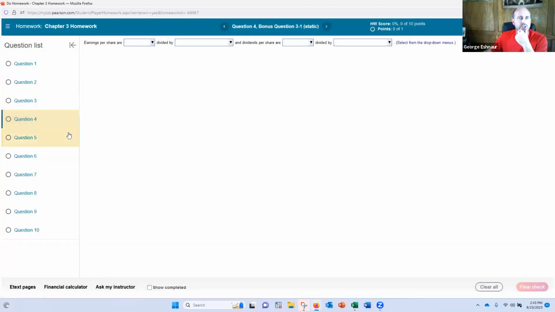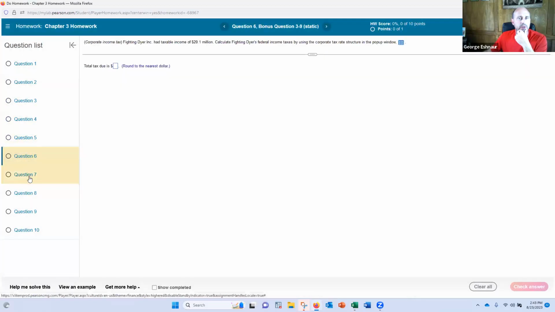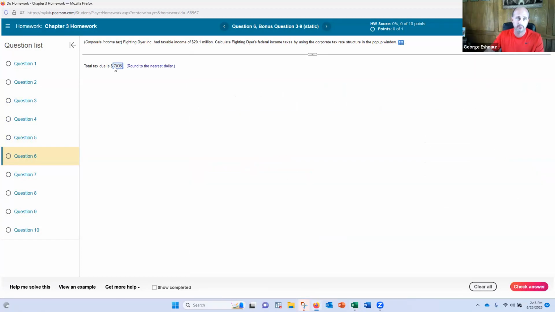Let's see, that's this question. This one, so it's corporate income tax. What's neat, or not neat, but if you build it out in Excel like this, I can simply put in the 20, and it's just going to adjust everything for me. So we can type in, that should round to the nearest dollar. Okay, that should be it.